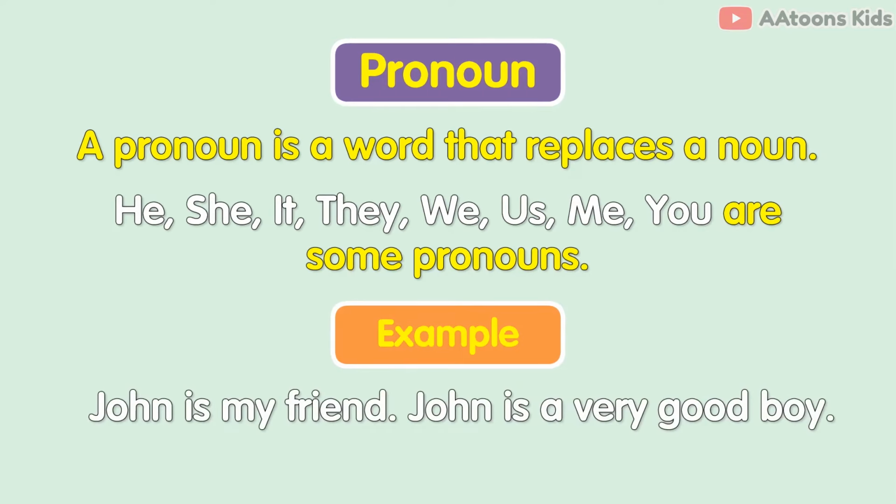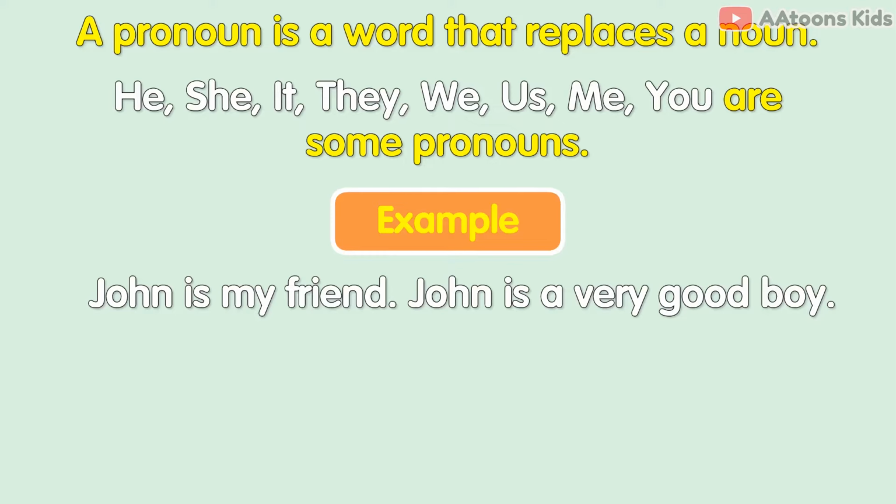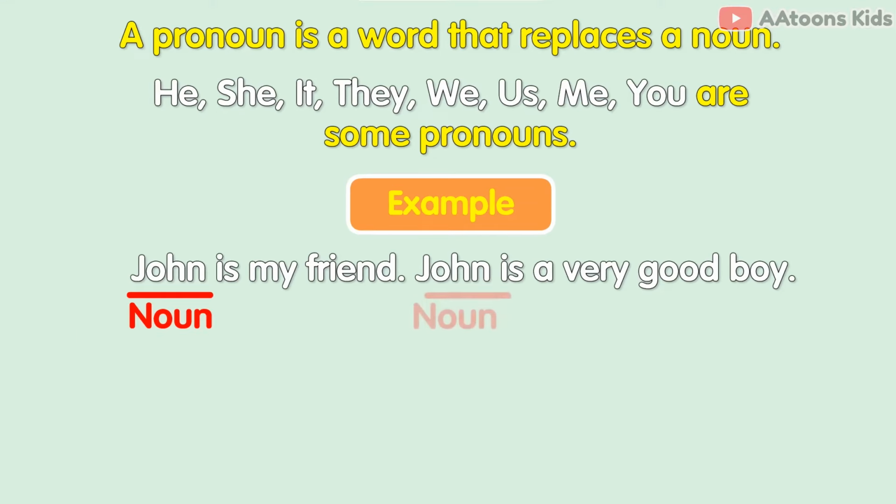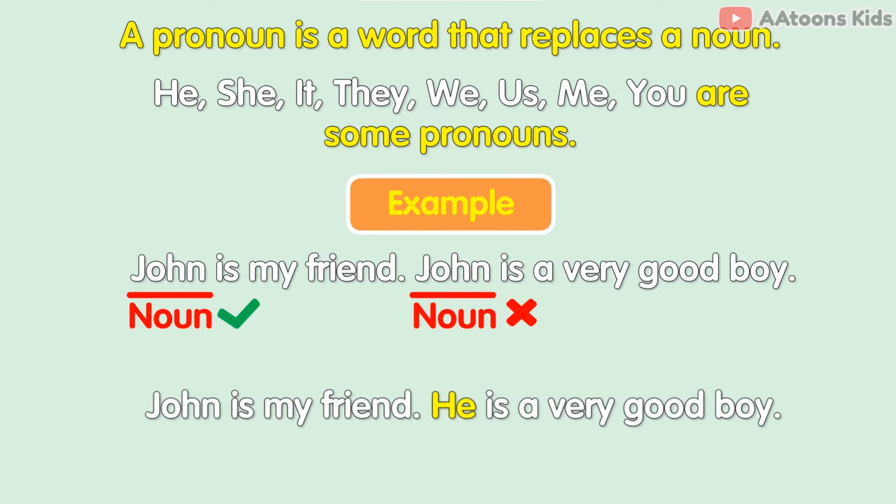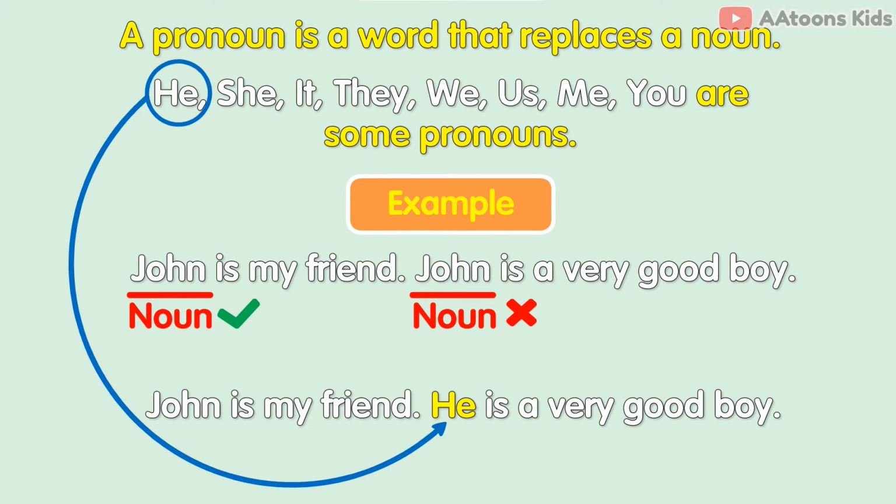John is my friend. John is a very good boy. Here, in the first sentence, John is a noun. But in the second sentence, we need to replace the noun John with he. And he is a pronoun that replaces the noun here. Now the sentence looks like, John is my friend. He is a very good boy.